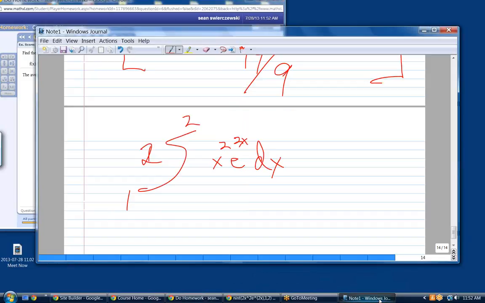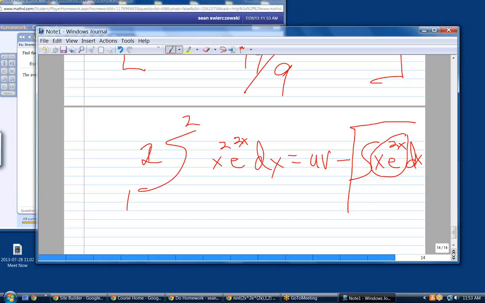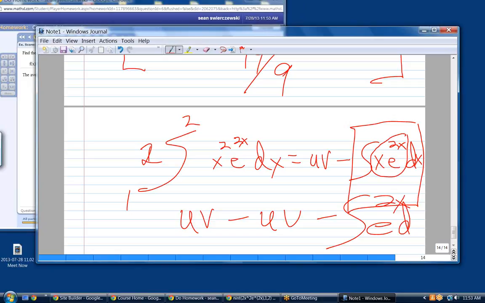Let me just say a word here before we go on. This gives us a uv minus the integral of v du, and this is going to look something like this after the first iteration. In other words, when we let u be x squared and we let dv be e to the 2x dx, it's going to produce an answer like this. Well, we still can't integrate that. So we have to apply integration by parts a second time to this part here. And the second iteration will get rid of the x entirely so that we'll have a uv minus a uv minus an integral of e to the 2x or something like that.